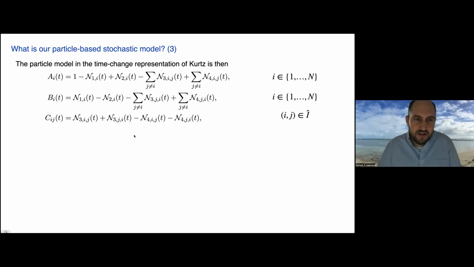They evolve like this. And this is just the time change representation of Kurtz, written a little more compactly, because if I try to write all the n's in, I can't fit it on one slide. So it's the standard way that you can write out the dynamics of the jump processes from a process representation point of view.